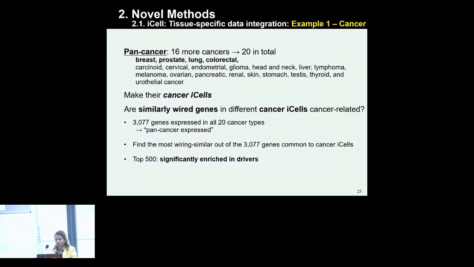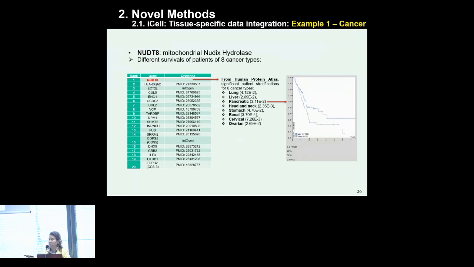Basically, we went to all cancers from the Human Protein Atlas at the time, so 20 in total, these ones, and we repeated the same thing, and we got exactly the same results. This is just an illustration of our top prediction, for which it was not known that it has anything to do with cancer. But then we went to the Human Protein Atlas, and we found significant patient stratification in terms of survival for 8 different types of cancers.